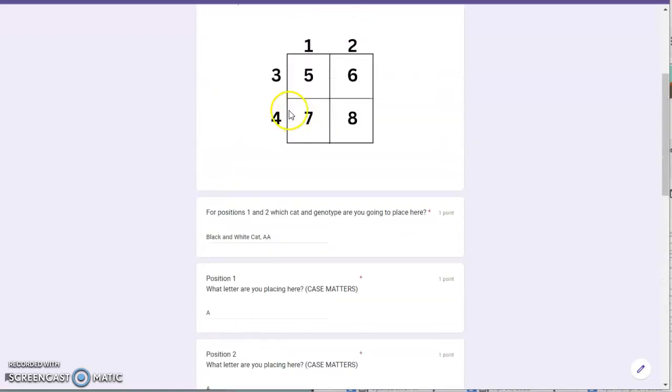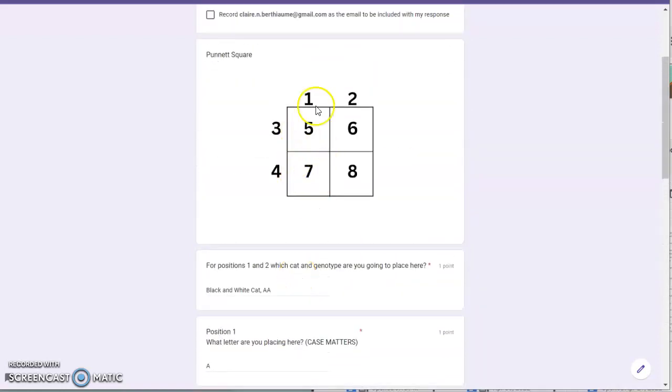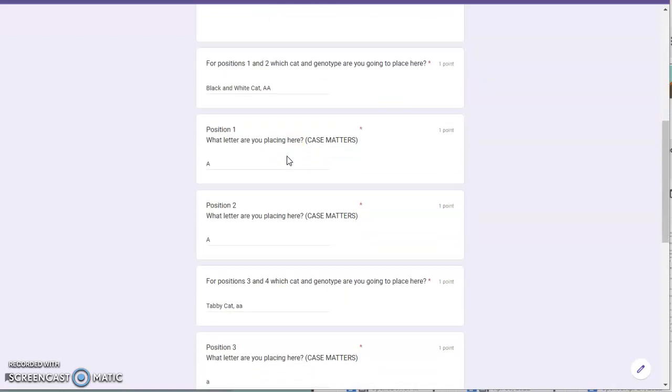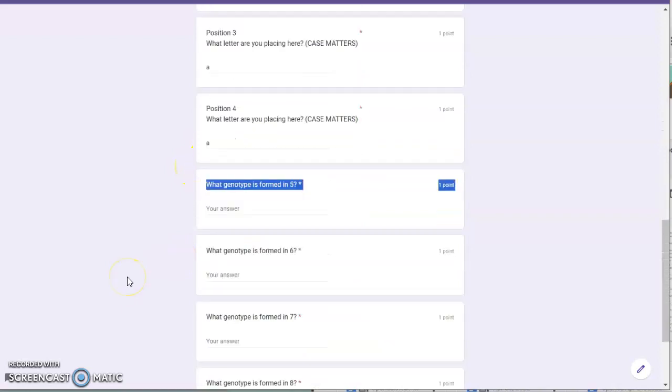Alright, now we're going to look at position number 5. What genotype is formed in 5? So we're going to scroll up, we're going to look at position 5. Position 5 is determined from position 1 and position 3. So what letters are in position 1 and position 3? Well, I'm going to go look. In position 1, I have a capital A. In position 3, I have a little a. So I'm going to put big A, little a.